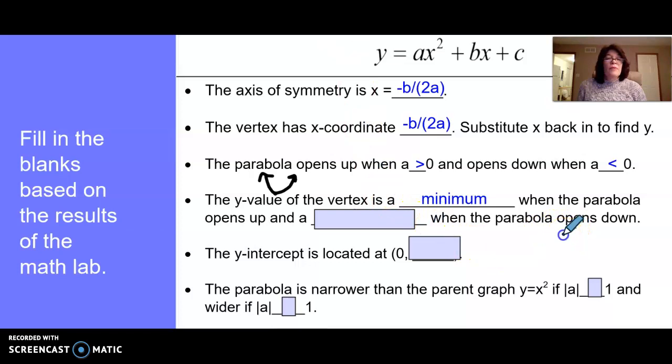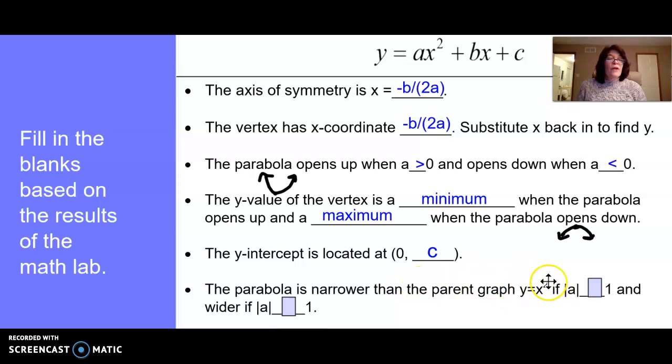When the parabola opens down like this, then the vertex is the highest that parabola will go. It's a maximum. So y-intercept, we noticed y-intercept means I put 0 in for x. The y-intercept is always 0, c, whatever c happens to be.